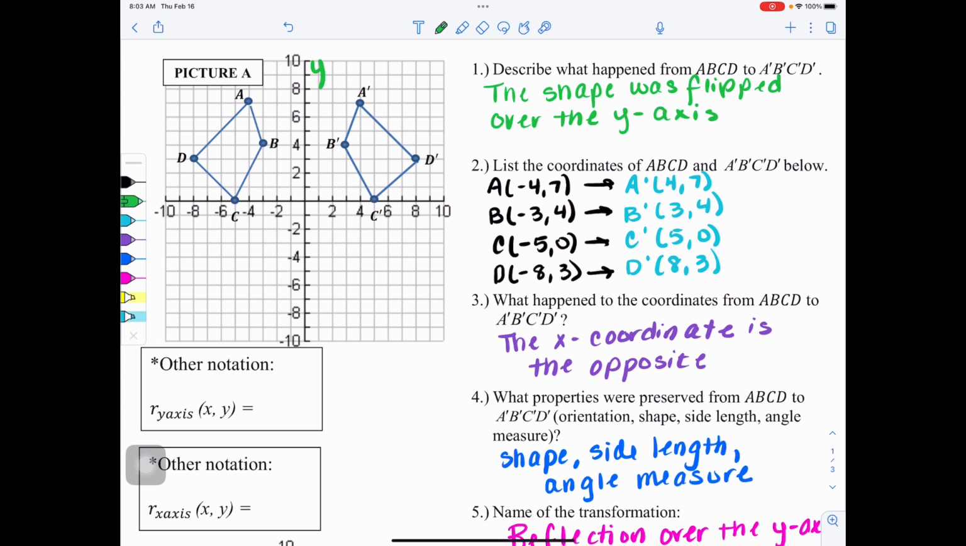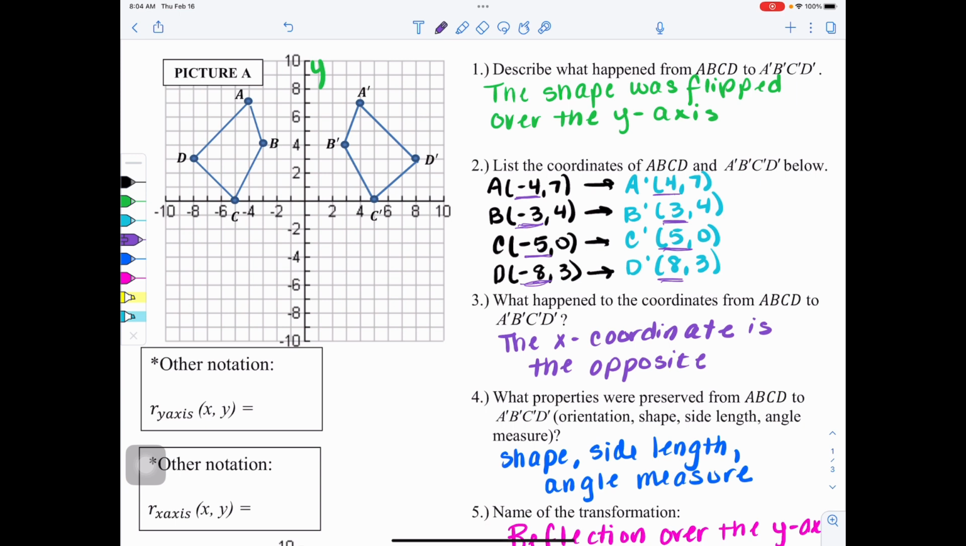So when I look at these and I go to the coordinates and I try to see what has changed, I notice that this negative 4 became a positive 4. The 7 stayed the same. This negative 3 became a positive 3. The 4 stayed the same. Negative 5 became positive 5. Negative 8 became positive 8. So the x coordinate became the opposite of what it was.